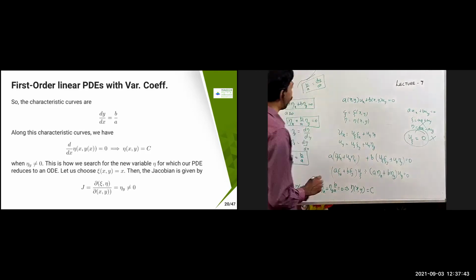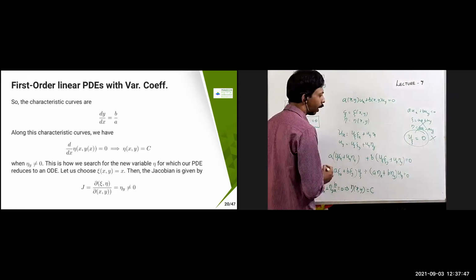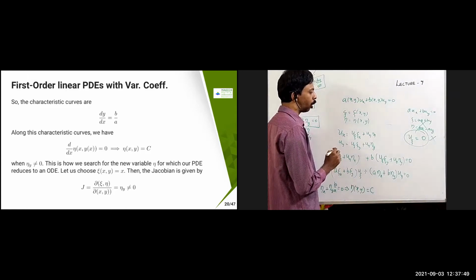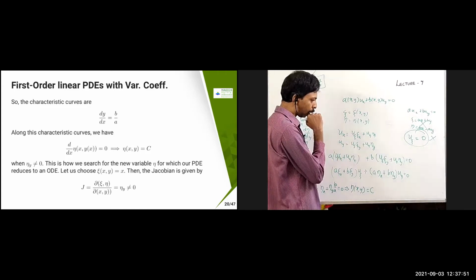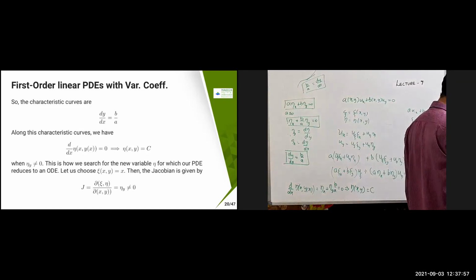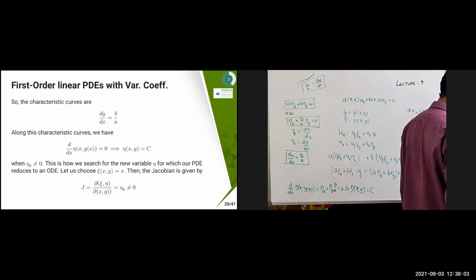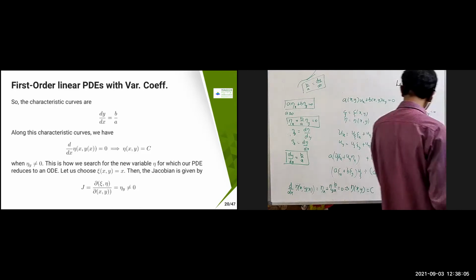So very simple one. There may be plenty of choices. The very simple one I'm going to select: let me see, eta of x comma y equal to x. Maybe some mistake, let me see. Eta of x comma y equal to x. Done.